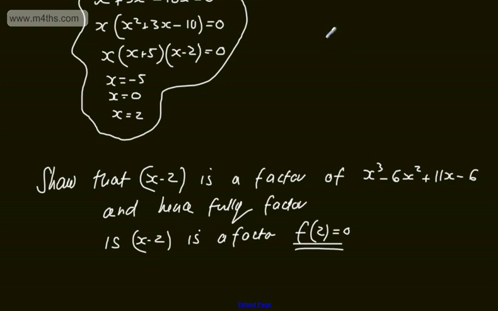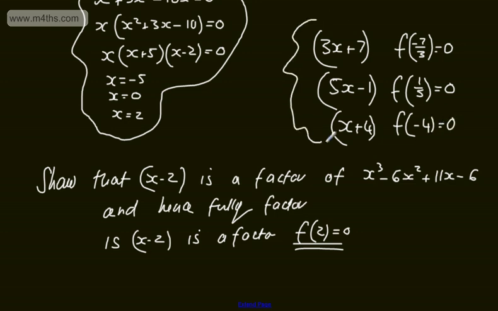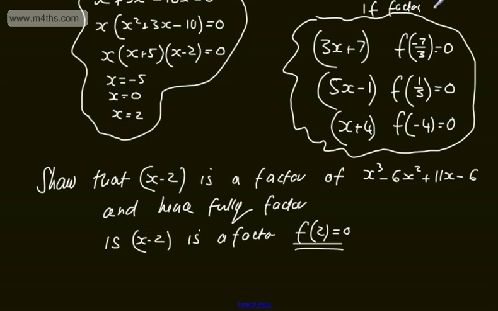Let's say we had 3x plus 7, and we wanted to show that it was a factor. We'd have to do f of minus 7 over 3, and we'd hope that that would be equal to 0. If we had 5x minus 1, we would do f of positive 1/5. And again, to be a factor, when we evaluate at 1/5, we get 0. If we had x plus 4, we would simply do f of minus 4 to give us 0 if these were factors. So we can say, if factors, then these statements right here.